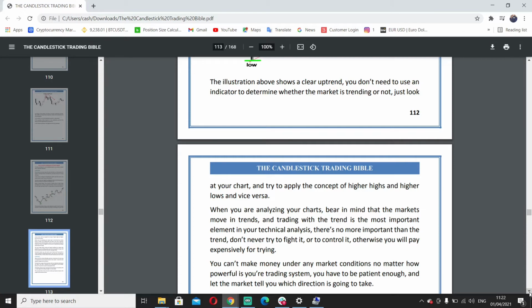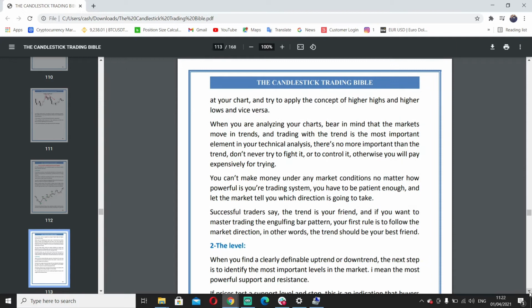When you're analyzing your charts, bear in mind that the markets move in trends, and trading with the trend is the most important element in your technical analysis. There's nothing more important than the trend. Never try to fight or control it, otherwise you'll pay the price expensively. You can make money under any market conditions, no matter how powerful your trading system is. You have to be patient enough and let the market tell you which direction it's going in. Successful traders say the trend is your friend, and if you're a master trading the engulfing bar pattern, your first rule is to follow the market direction. In other words, the trend should be your best friend.